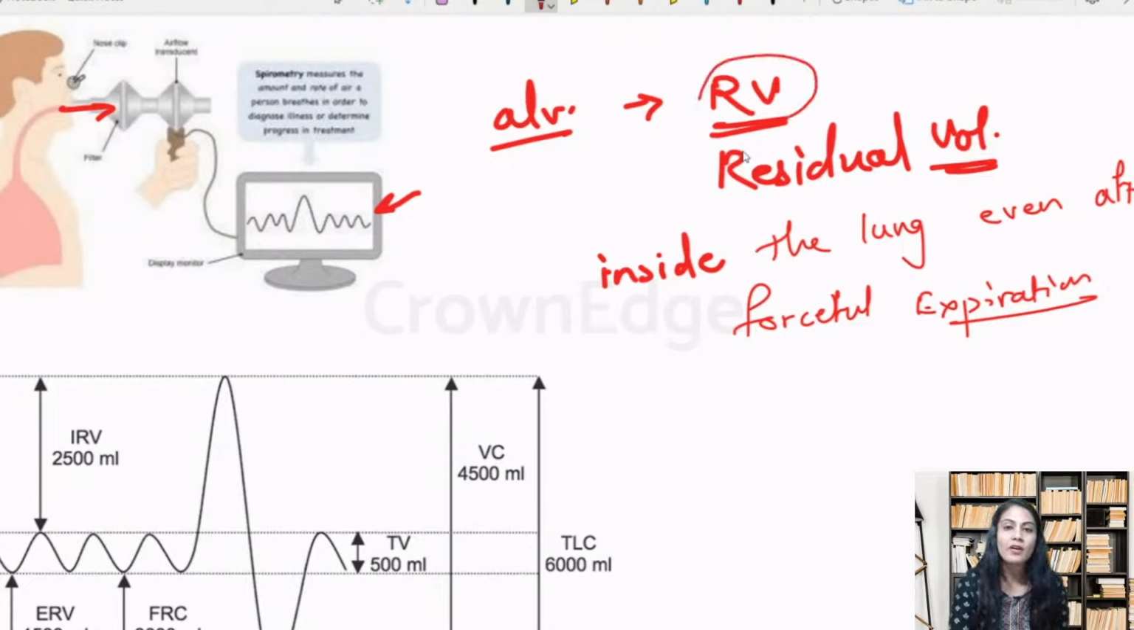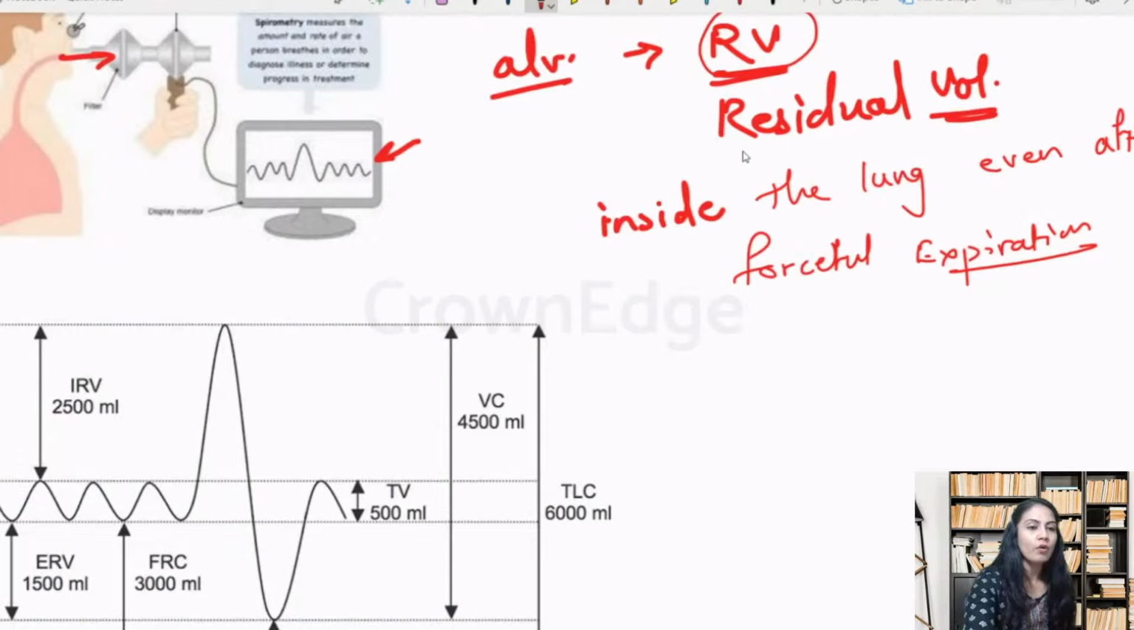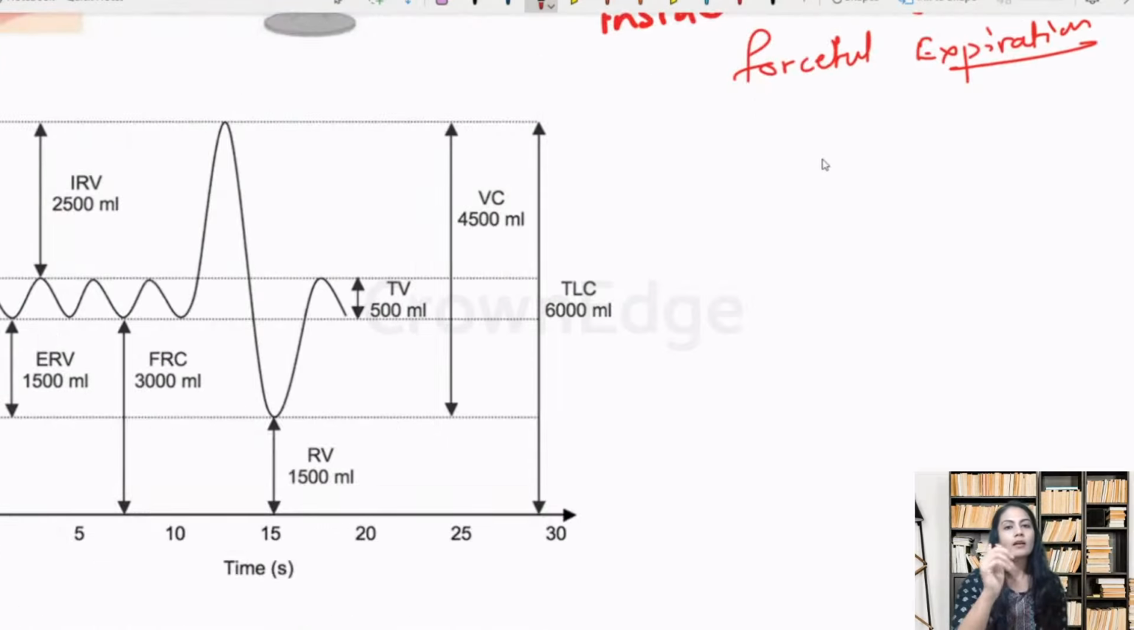So whichever capacity, what is a capacity? Capacity is a combination of two or more volumes, right? So whichever capacity contains this residual volume will not be measured, because we are measuring the air volume which is coming out, right? If it is not coming out, we will not be able to measure it with the spirometry. Simple. So over here, the residual volume is given.